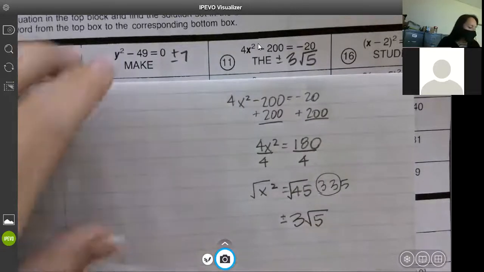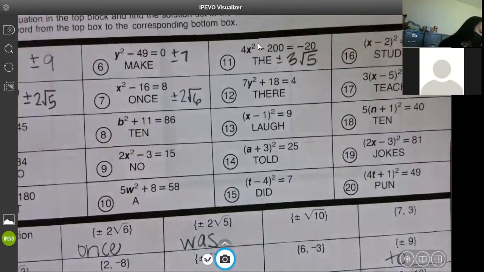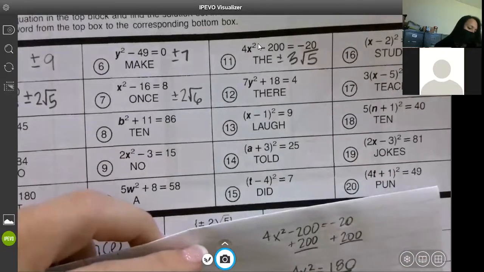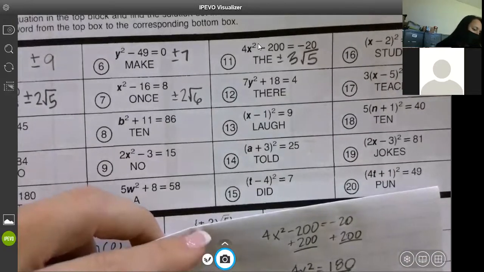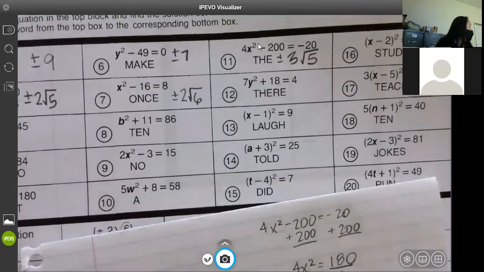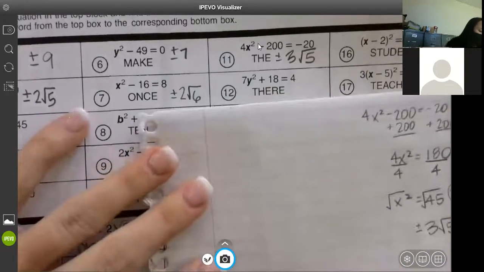You're going to find that at the bottom. Where's that? Hold on. Be patient to this one because the answer key may be wrong. I think it might be that one. So just hold off on that one. Add 200. 180 divided by 4. Square root should be 3 square root 5. Okay, so it's not wrong. Look at number 12.